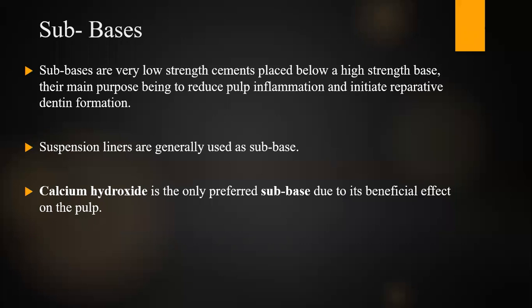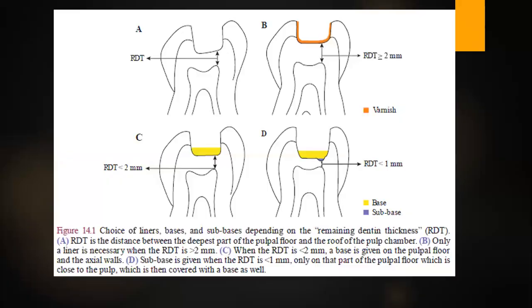Then sub-bases. They are very low strength cements placed below a high strength base. Their main purpose is to reduce pulp inflammation and initiate reparative dentin formation. Suspension liners are generally used as sub-base. Calcium hydroxide is the only preferred sub-base due to its beneficial effect on the pulp.